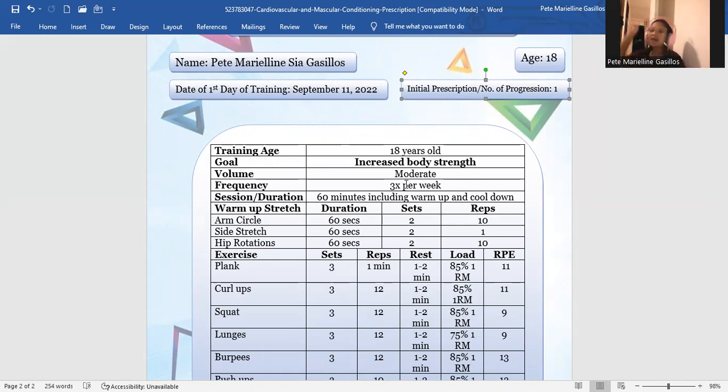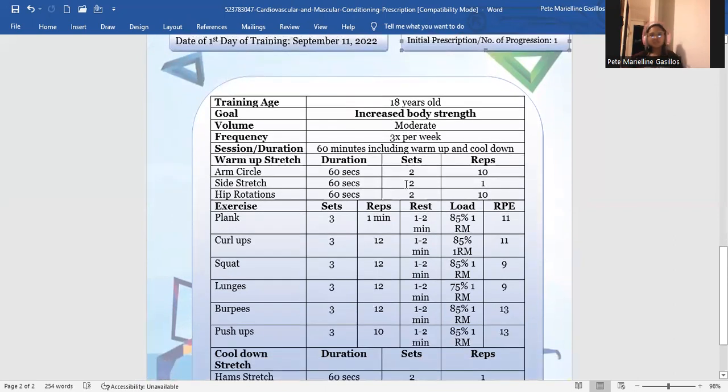So I'm going to do it 3 times a week. I decided that I will do it Monday, Wednesday, and Friday. Next is the session, or the duration of my exercise. I decided to have 60 minutes, including the warm up and the cool down.